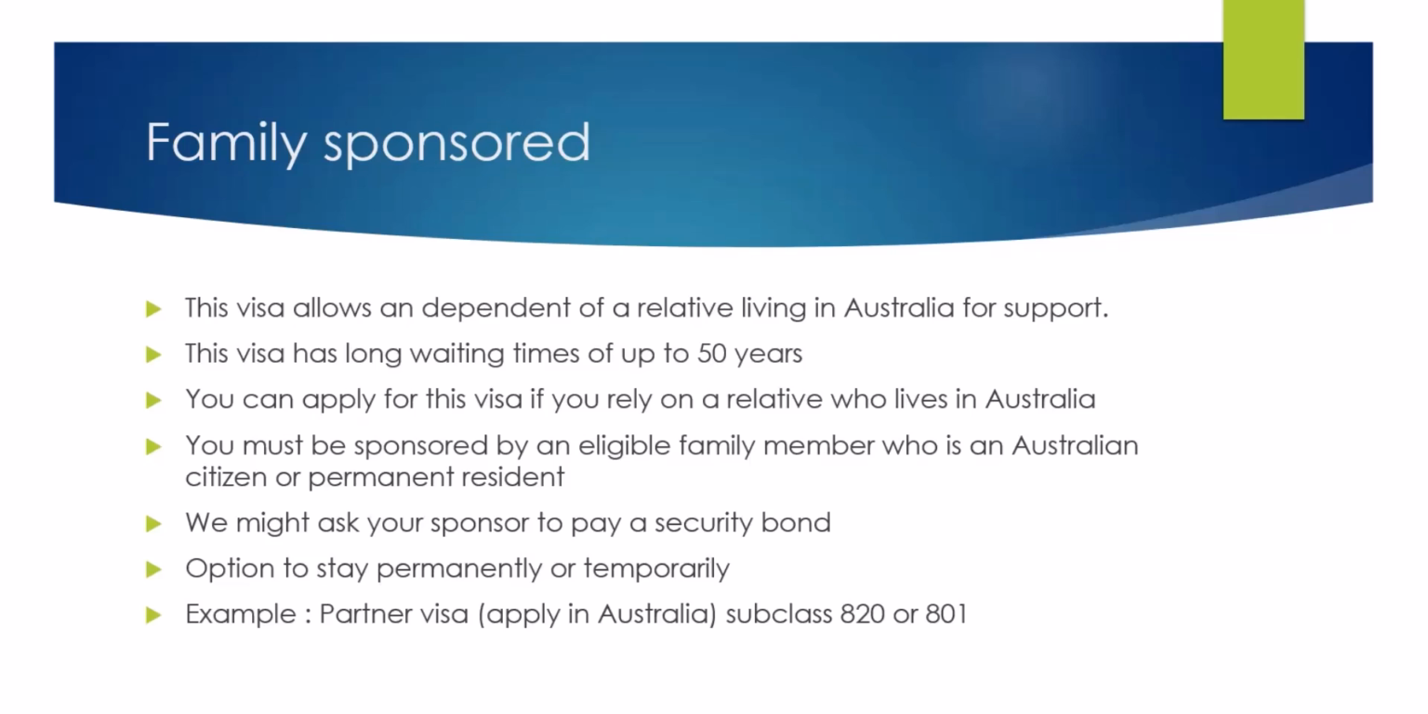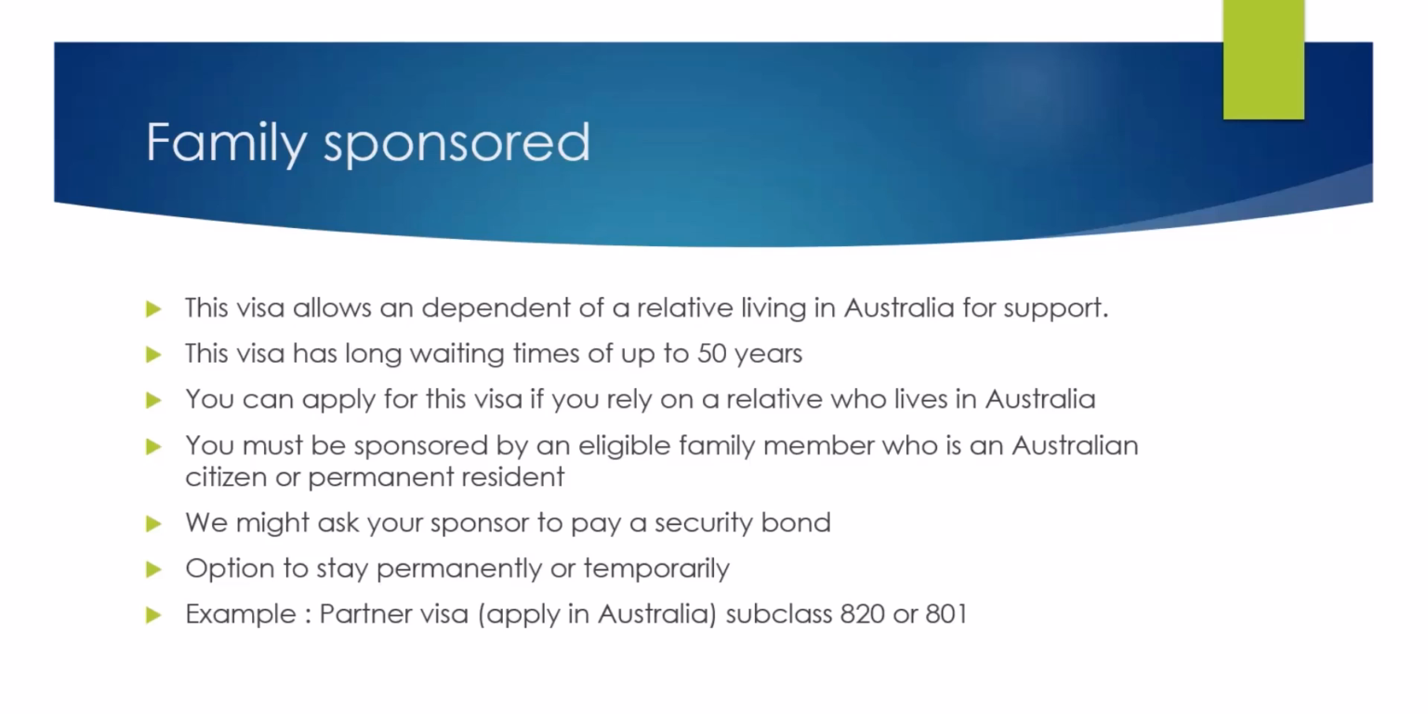You can apply for this visa if you rely on a relative who lives in Australia. There are different categories under this visa as well, where you need to make sure which stream is relevant to you, whether it can be an aged-related or carer visa or dependent visa and so on.